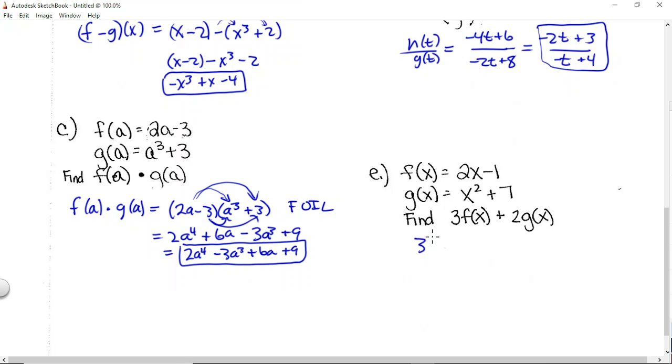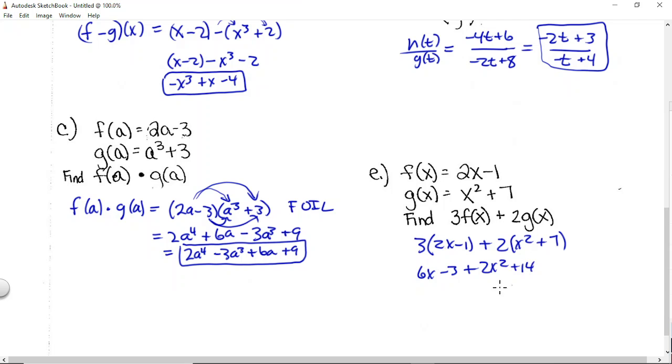So we take 3 times f of x, the function definition, which is 2x minus 1, and then we add that to 2 times g of x. So we use the function definition of g of x, which is x squared plus 7. Okay, and then we just go ahead and simplify this. So we have to distribute the 3. 3 times 2x, 6x. 3 times negative 1, negative 3. And distribute the 2 over here. So that's 2x squared plus 14.